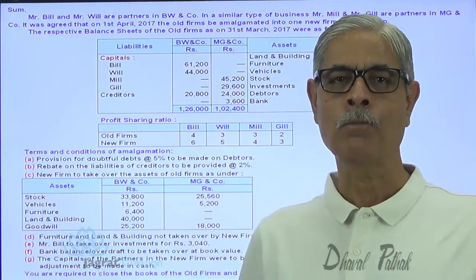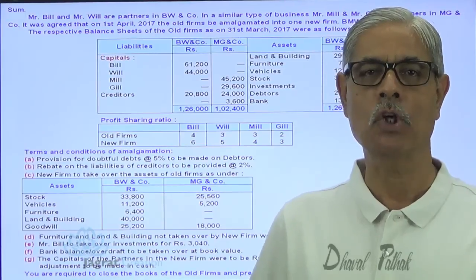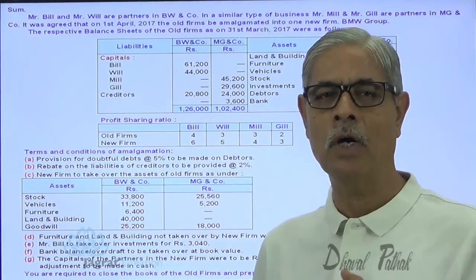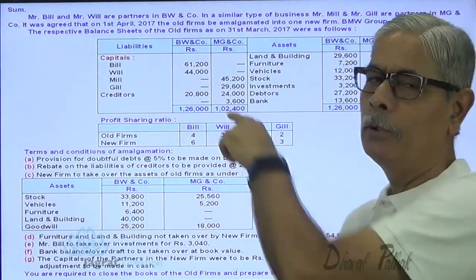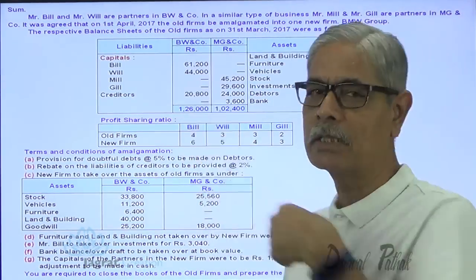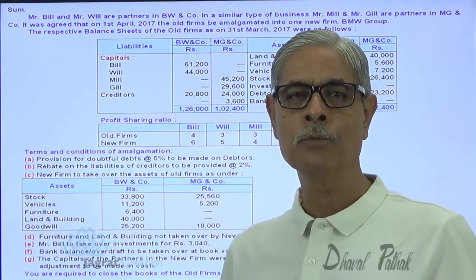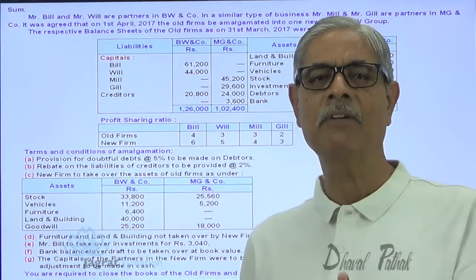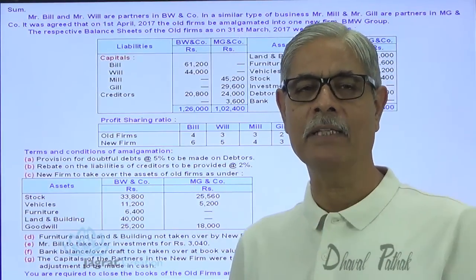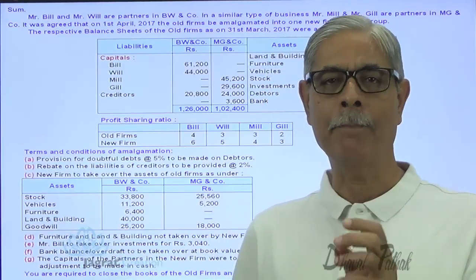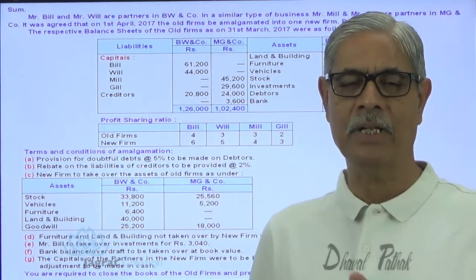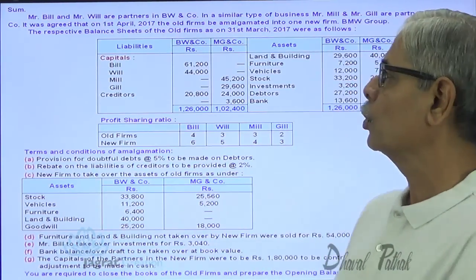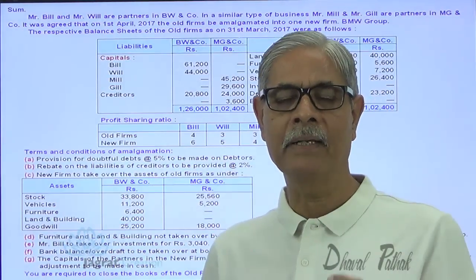That is one method. The second style of solving the sum is by way of dissolution of the partnership firm. So here BW and company is sold to BMW. So BW is dissolved. And in case of dissolution of a partnership firm, we prepare not a revaluation account, but a realization account. So the alternative method for solving the sum is to prepare a realization account under the premises of dissolution of a partnership firm. So this sum I am going to solve by preparing a realization account.